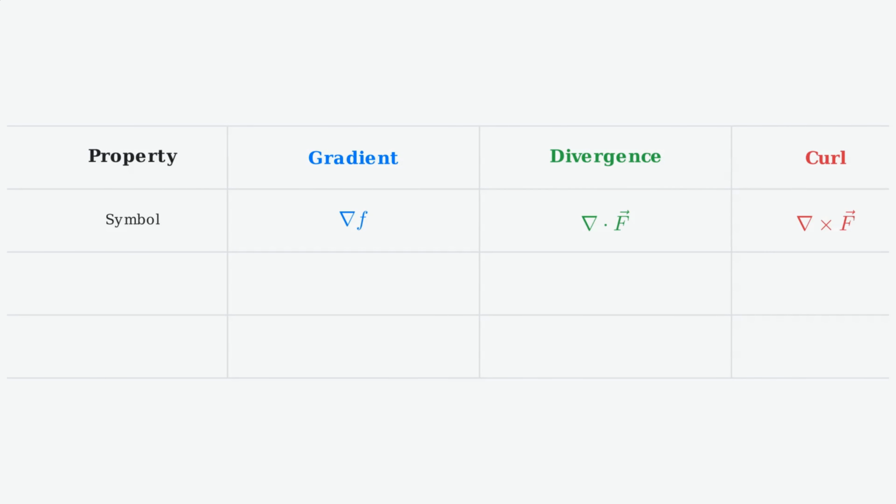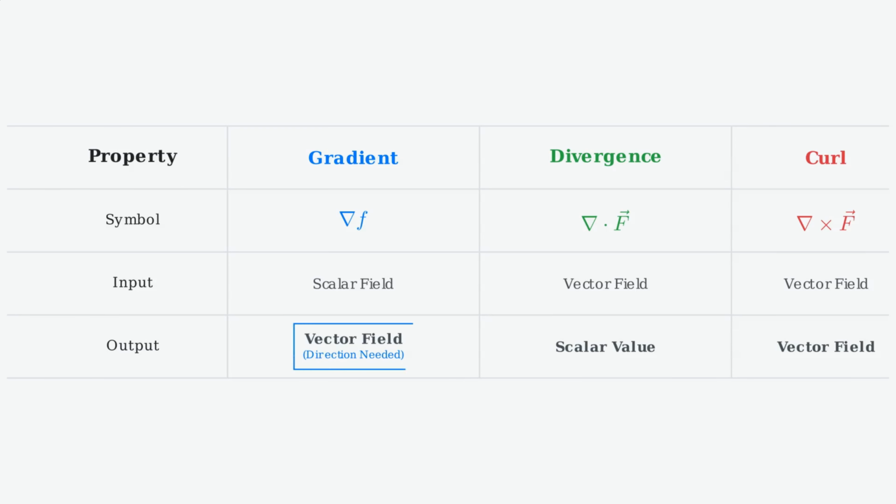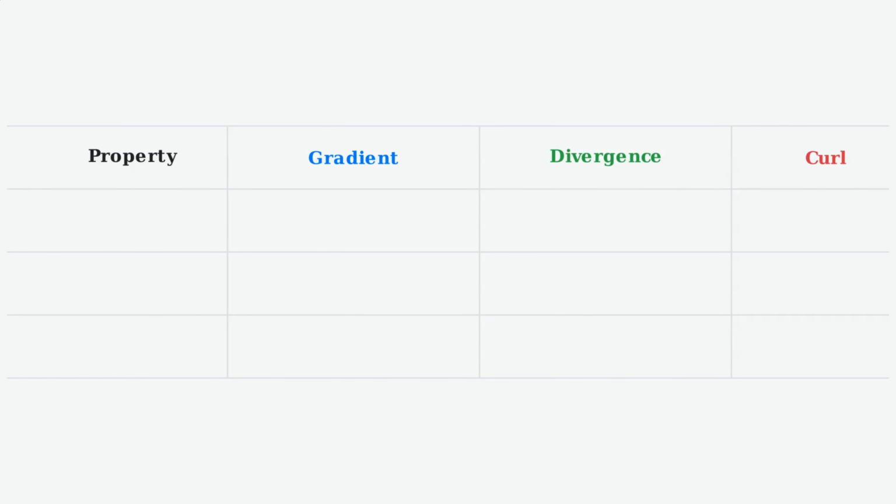Let's compare the big three: gradient in blue, divergence in green, and curl in red. Starting with their symbols. The gradient uses the plain del operator, divergence adds the dot product, and curl adds the cross product.